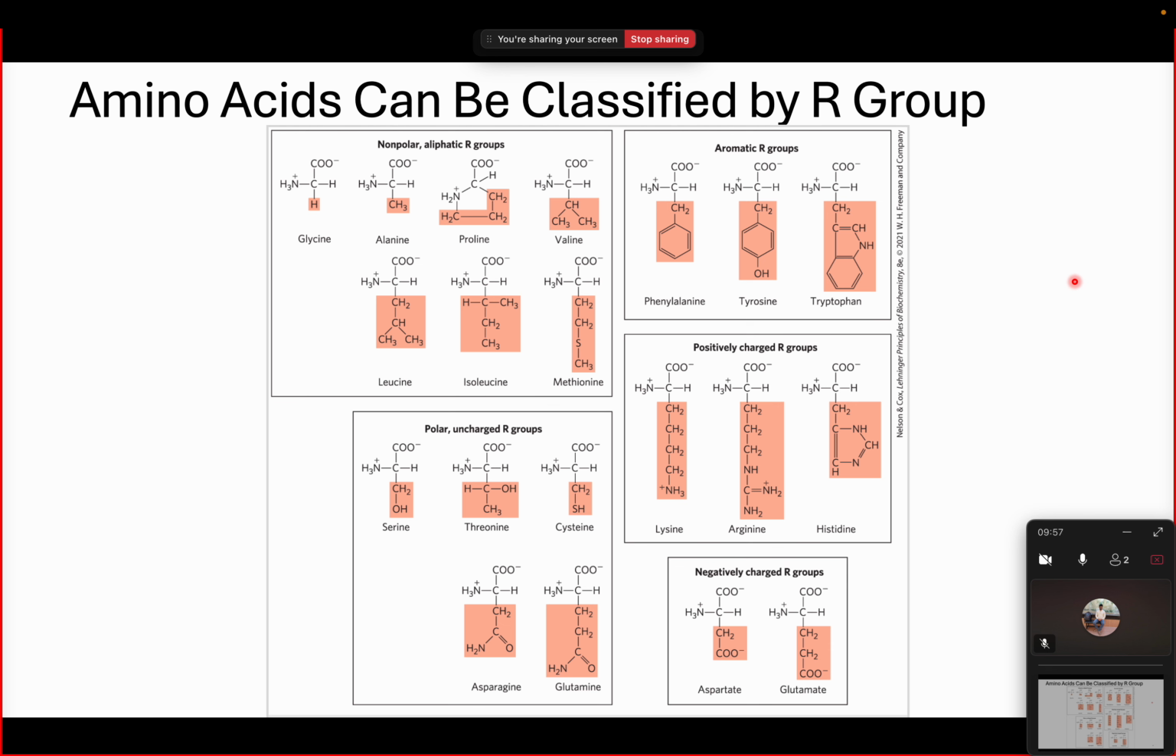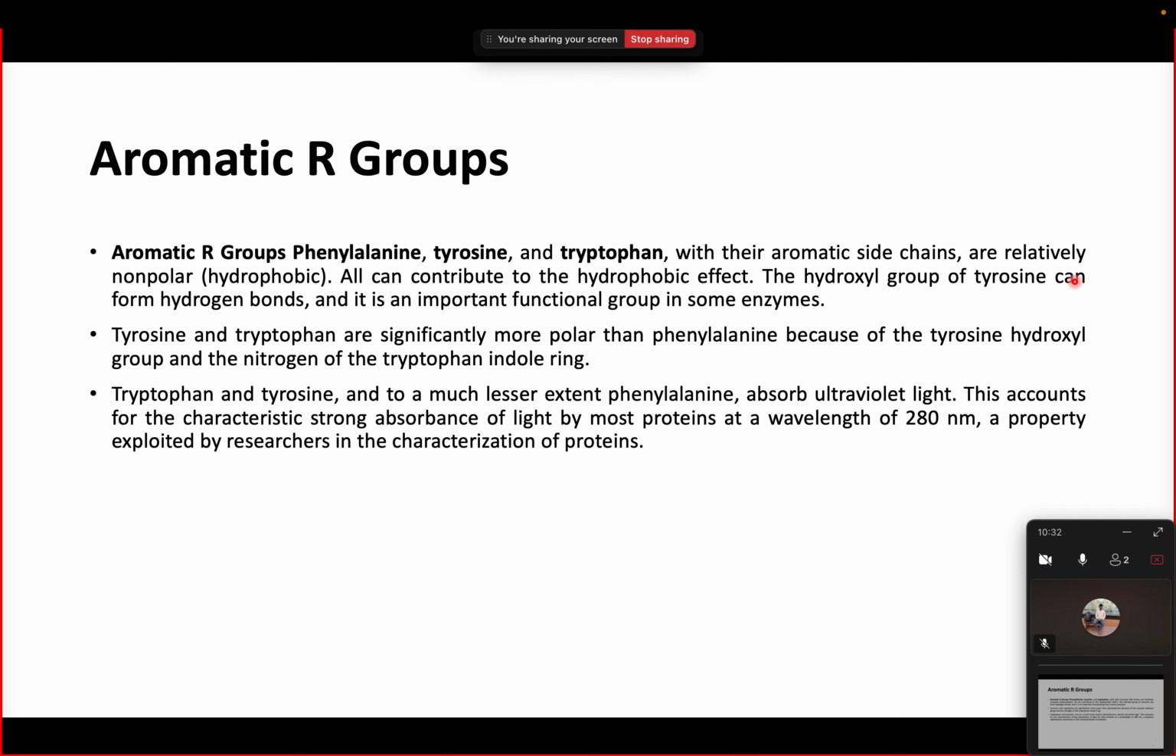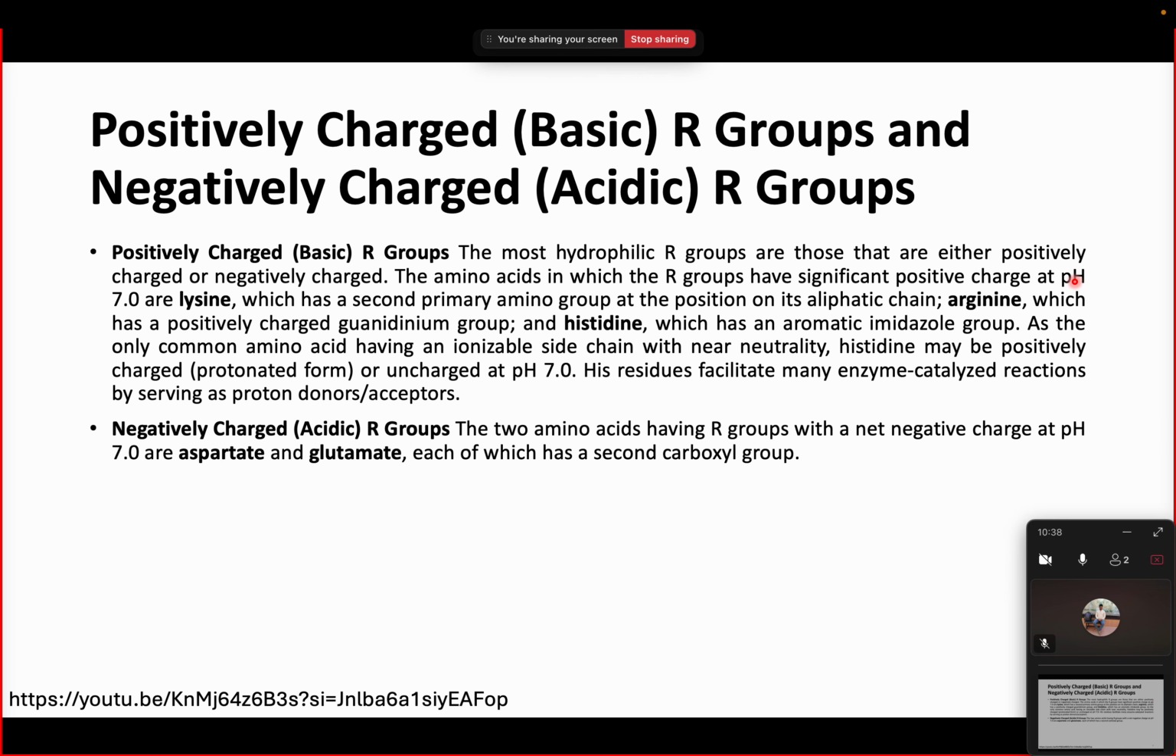Then we have polar or uncharged amino acids. They are serine, threonine, cysteine, asparagine and glutamine. Then we have positively and negatively charged amino acids. In positively charged amino acids we have lysine, arginine and histidine. In negatively charged amino acids we have only 2 negatively charged amino acids in the living system. They are aspartate and glutamate. Then we studied the basic characteristics of these categories, that is non-polar aliphatic, aromatic, polar uncharged, positively charged and negatively charged.